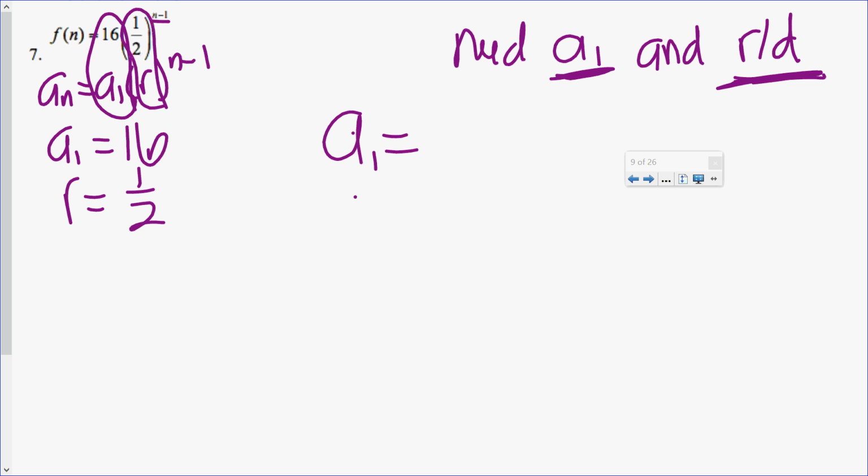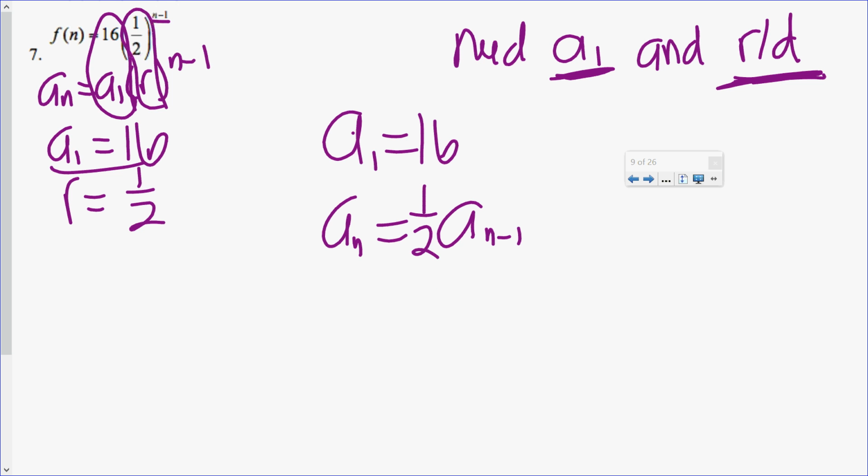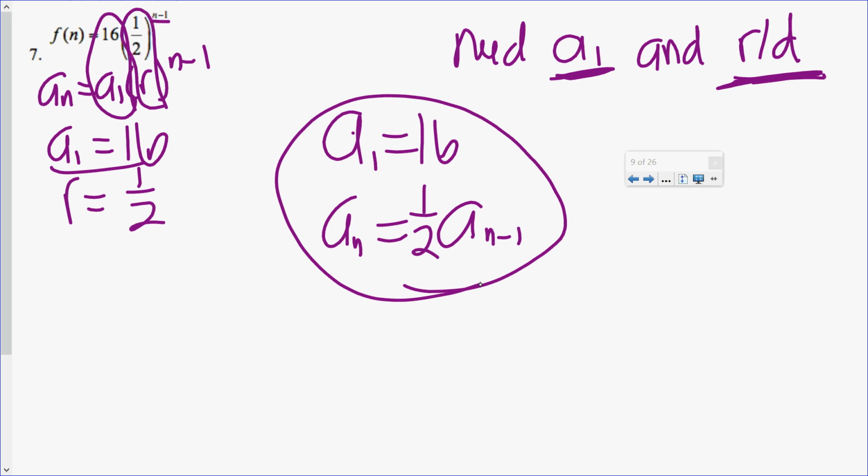Now that I have that, if it wants me to write it recursively: a1 equals 16, an equals... an minus 1. The common ratio is r, so that means I'm multiplying by 1/2. That's my answer. No matter which direction I'm going, I need to find a1 and either r or d. Once I have them, I can write either explicit or recursive.